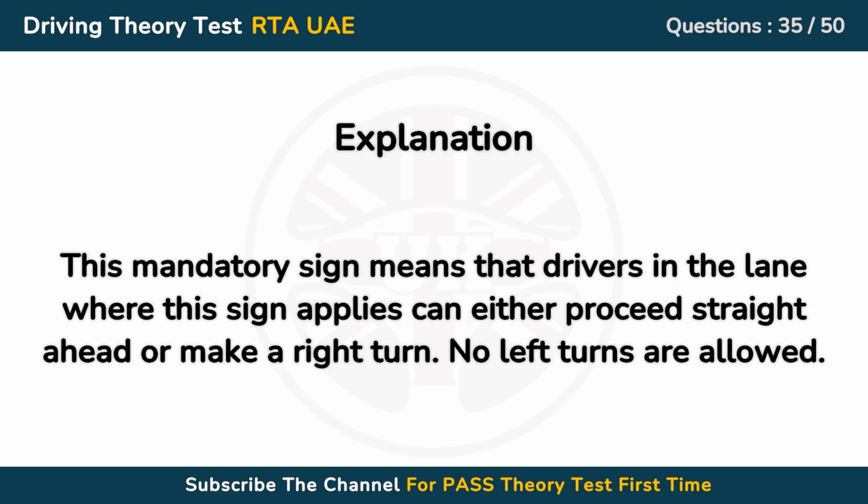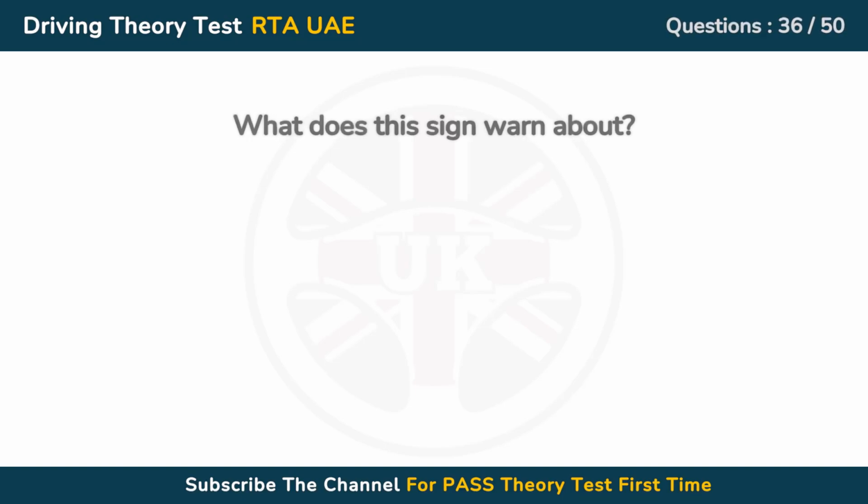A, a one-way road in the direction of the arrow. B, no entry ahead. C, traffic flows in both directions. D, recommended speed ahead.